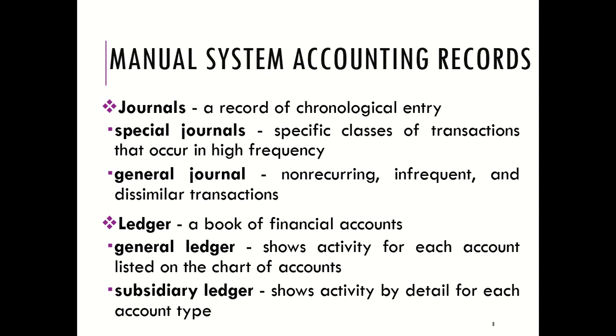Now, we have the general journal, which is for non-recurring, infrequent, and dissimilar transactions. Kaya siya non-recurring kasi in cases that we have special journal, sa special journal pupunta yung recurring, then yung iba na non-recurring mapupunta sa general journal. But in some other manual accounting systems, they just maintain one journal, yung general journal lang, and that's okay. Okay, so that's all about journal.